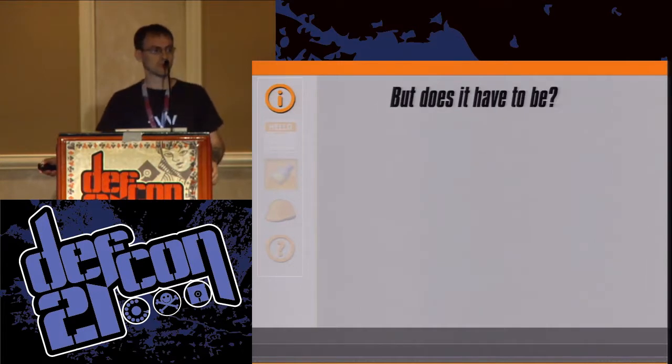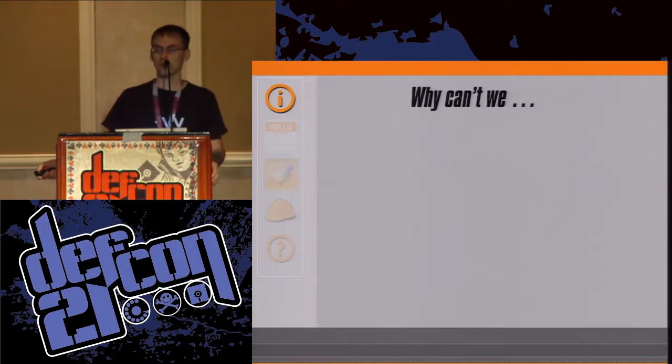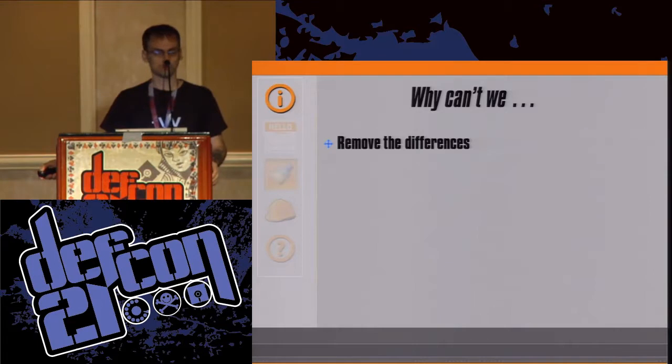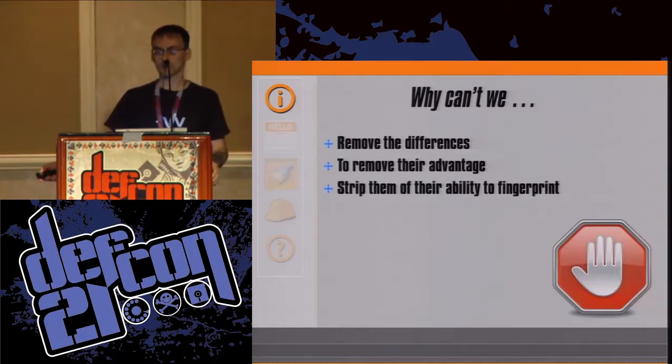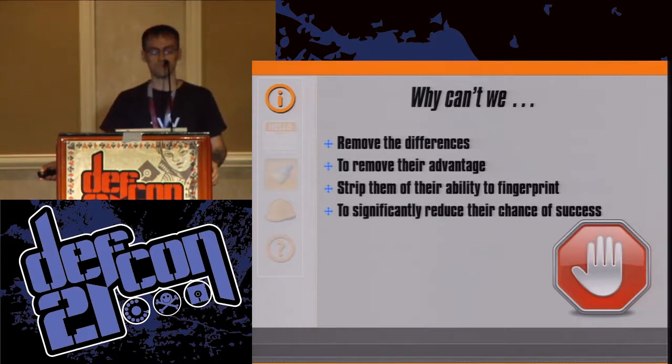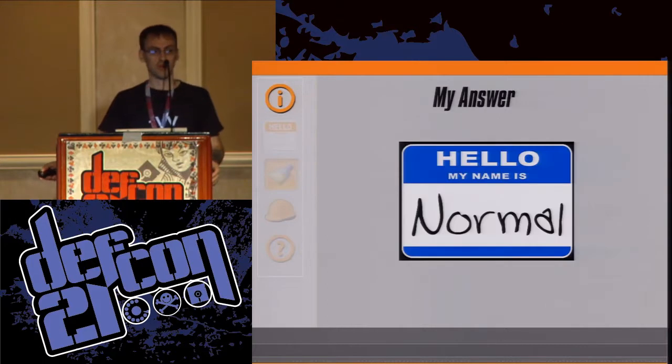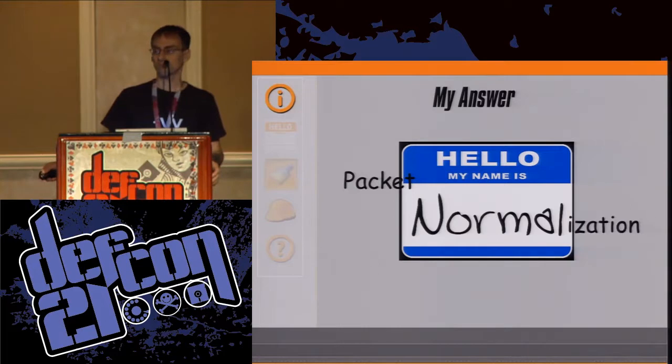But does it have to be? No. I say no. Why can't we remove the differences to remove their advantage, strip them of their ability to fingerprint, to significantly reduce their chance of success? My answer: packet normalization.